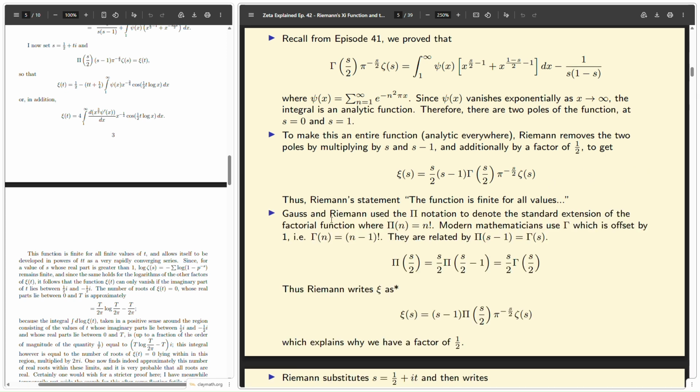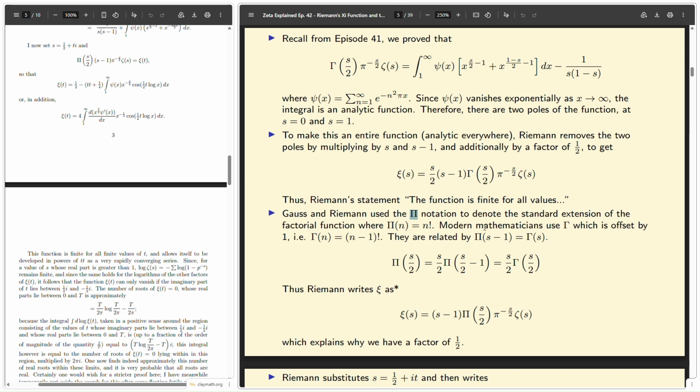Okay, and then I will note that the reason why there's a 1/2 right here is that Gauss and Riemann back in the day used the pi notation to denote the standard extension of the factorial function. So pi of n is equal to n factorial if n is an integer, but obviously you can take this to be a complex number or non-integer as well. However, modern mathematicians usually use the gamma function, which is offset by 1. So gamma of n is equal to n minus 1 factorial, and therefore pi of s minus 1 is equal to gamma of s. So in Riemann's work, you actually see him using the pi function.